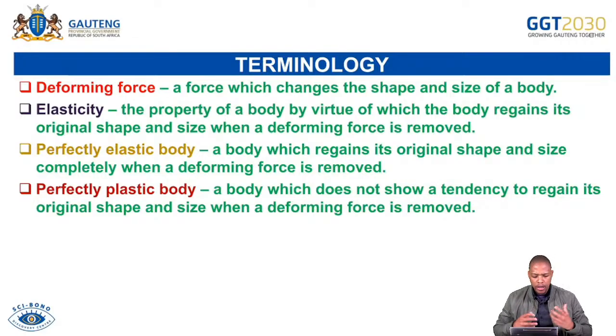Right. Then perfectly elastic bodies. A body which regains its original shape and size completely when a deforming force is removed. Those that do it completely, they regain their original shape and size completely when a deforming force is removed. An elastic rubber band. You stretch it, what does it do? When you remove the deforming force, it regains its original shape and size completely.